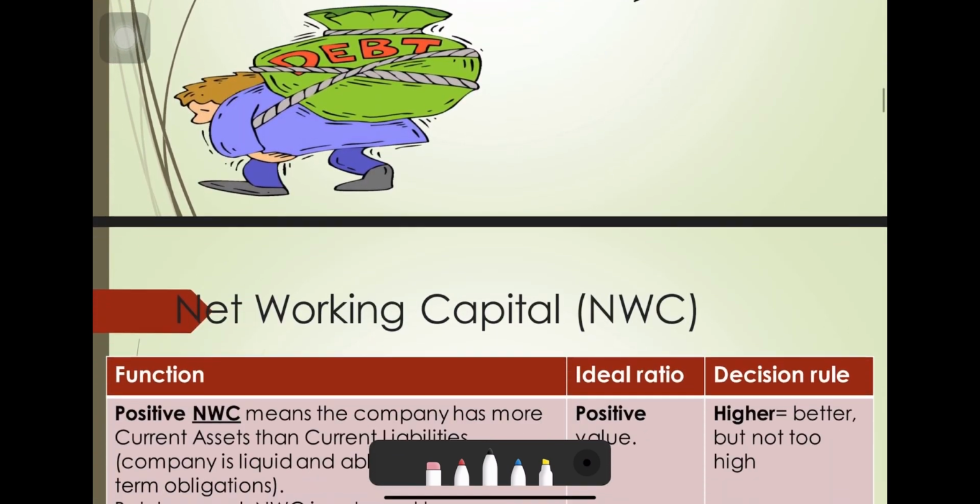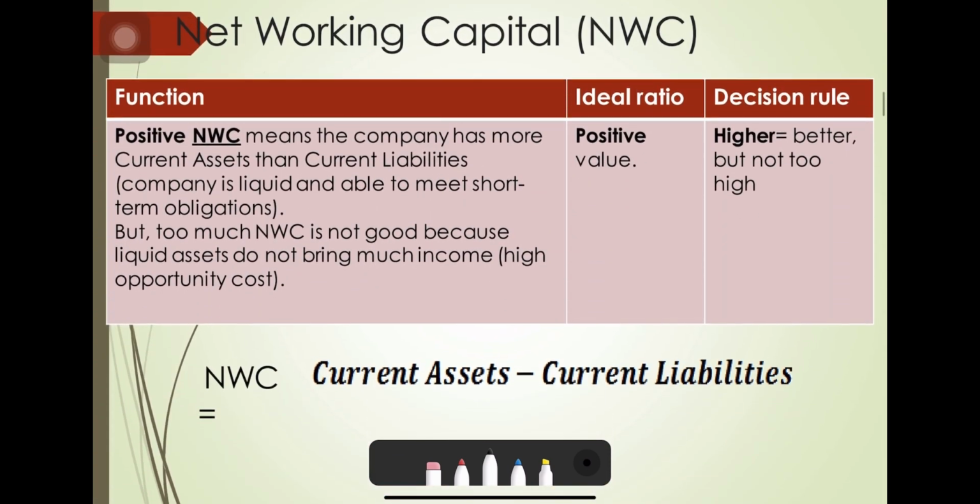Okay. And then the net working capital. Okay, sorry. The equal sign is supposed to be here. Net working capital is equal to current assets minus current liabilities. Okay. So, the positive net working capital means the company has more current assets than current liabilities. So, the company is liquid and able to meet short-term obligations.